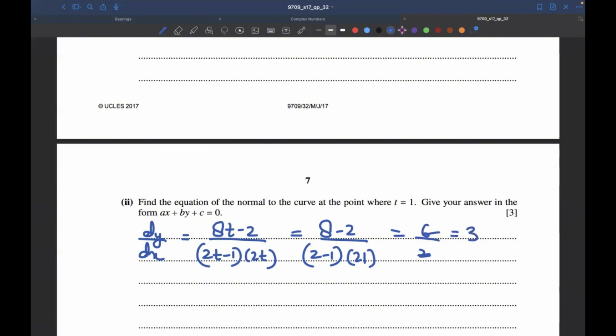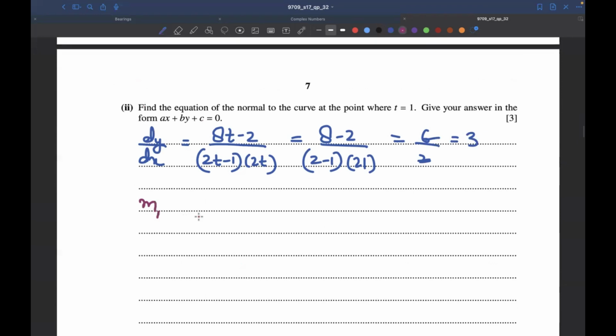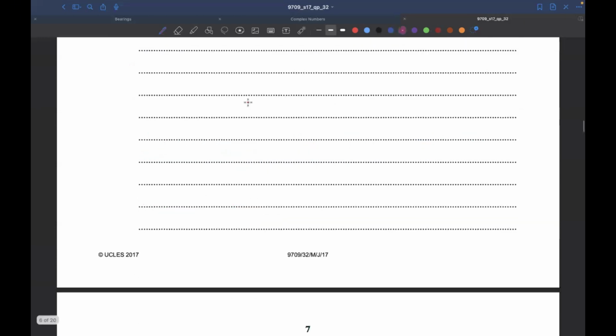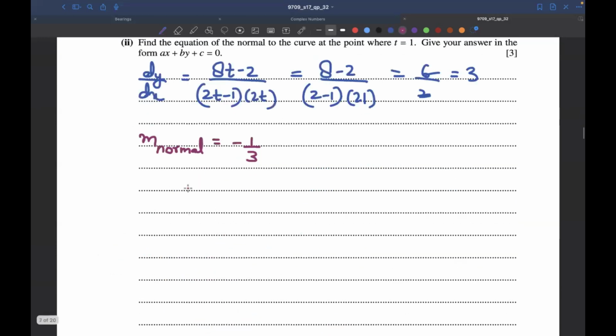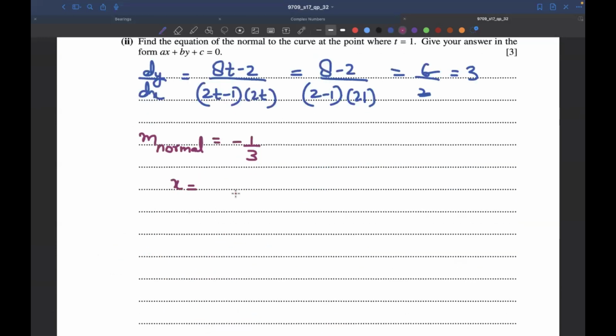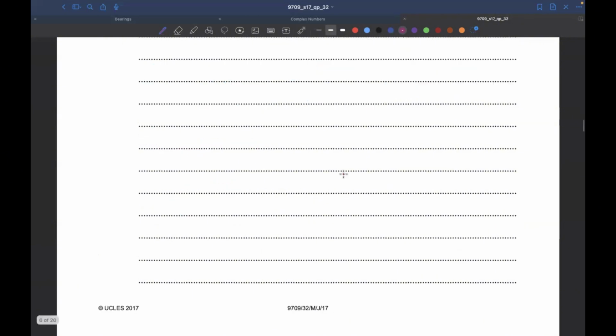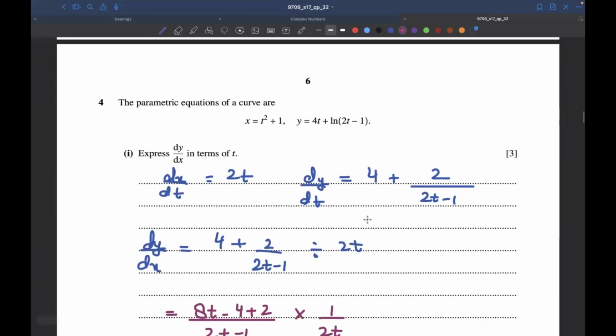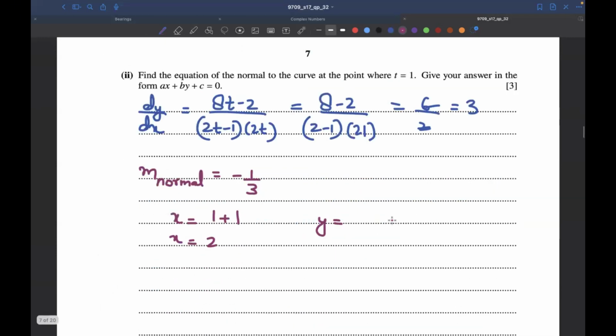Now dy by dx gives us the gradient of the tangent. So the gradient of the normal will be equal to minus 1 upon 3. And to find the equation, we also need the x and y coordinates. So in this equation, x is equal to t squared plus 1. We will write t equals 1. So x will be equal to 2. And y is equal to 4t plus ln of 2t minus 1. So 2 minus 1, ln of 1 is 0. So y will be equal to 4.